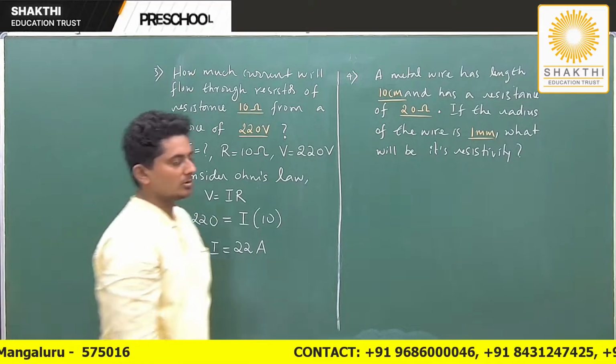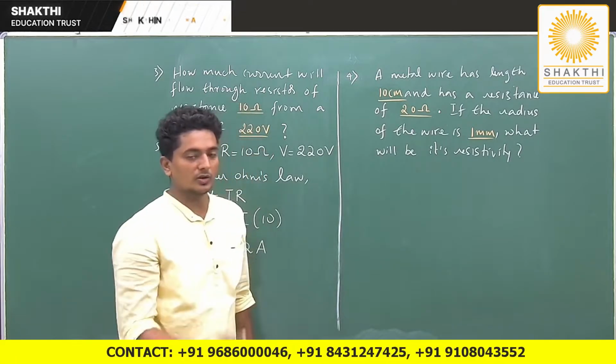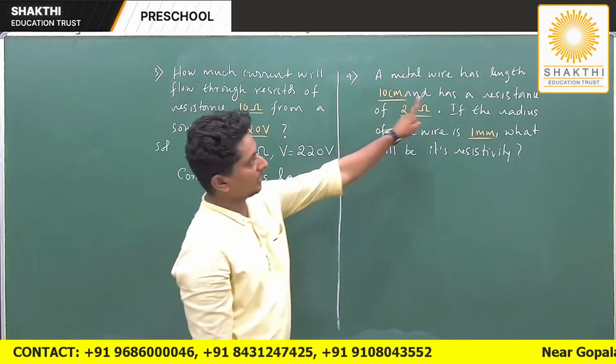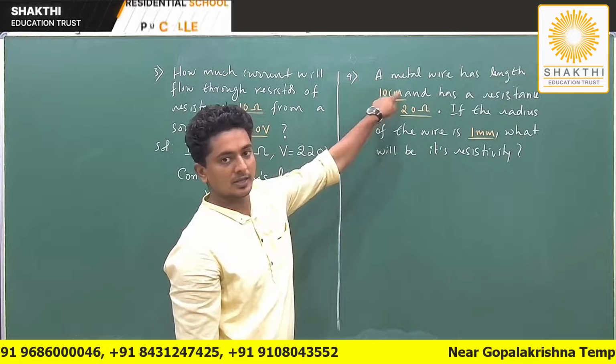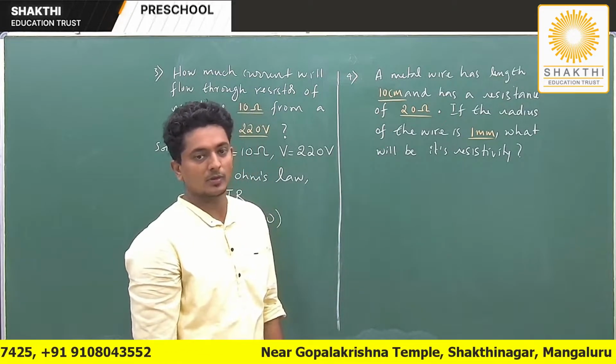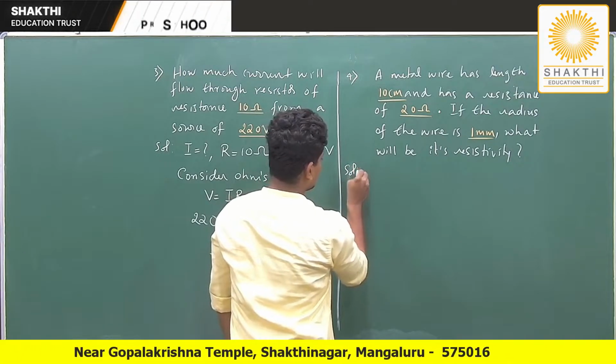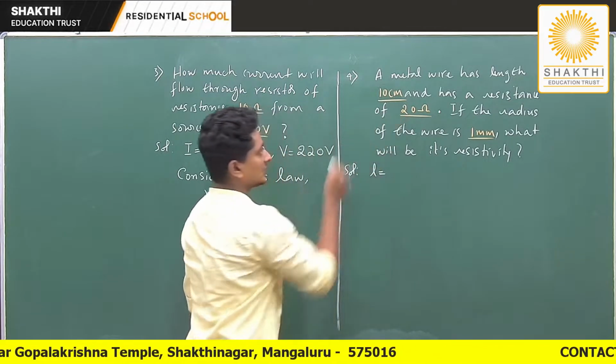Next, I have problem number 4. That is, a metal wire has length 10 centimeters. Now here you have to be careful. A metal wire has length 10 centimeters. SI unit of length is meter, but it is given in centimeters. Okay, so L, let me write solution. So length L is 10 centimeters.